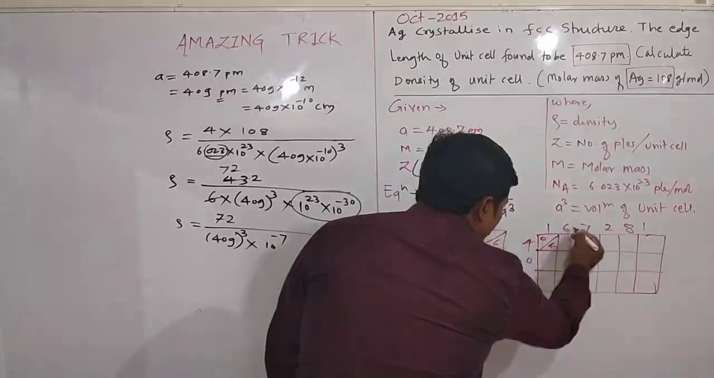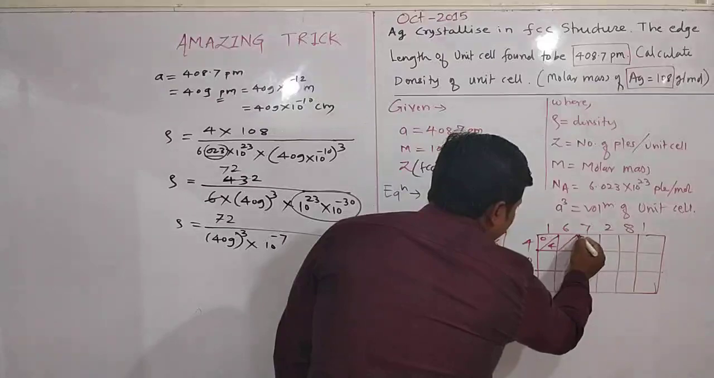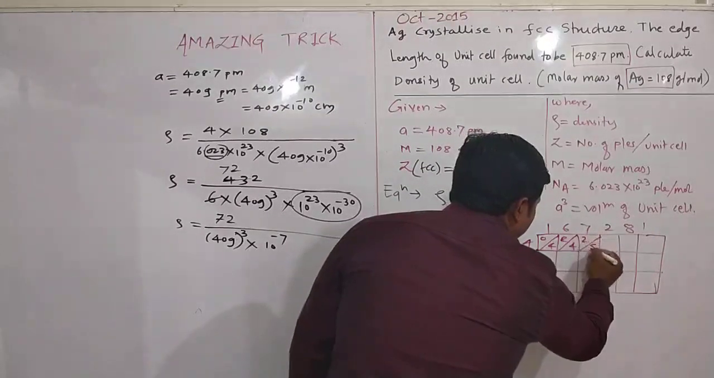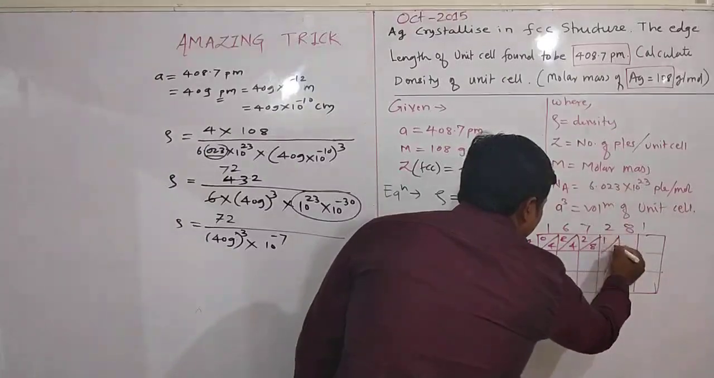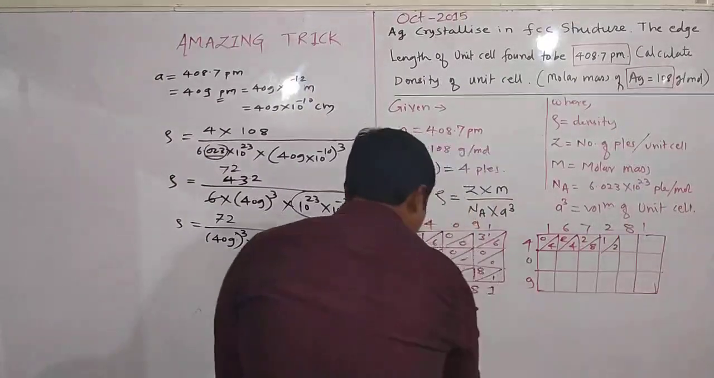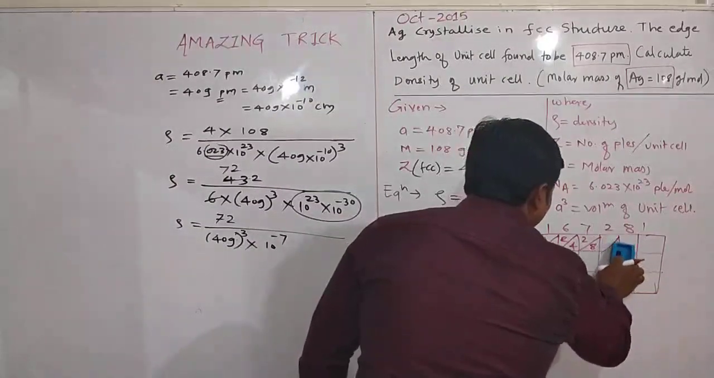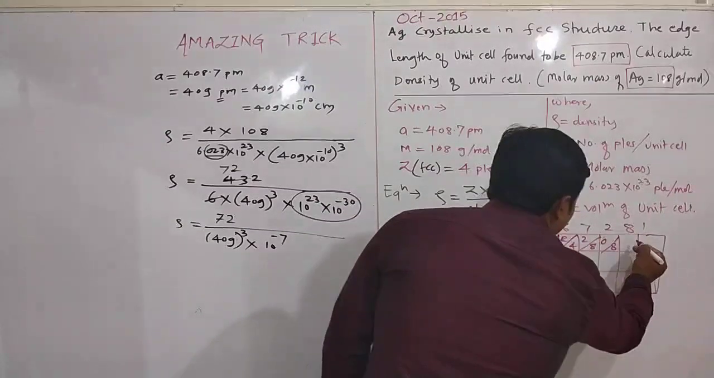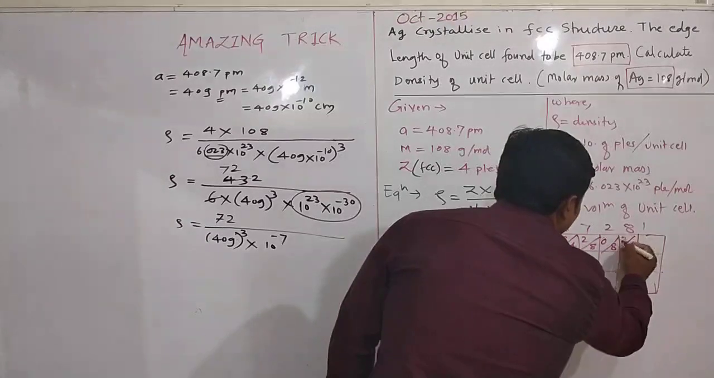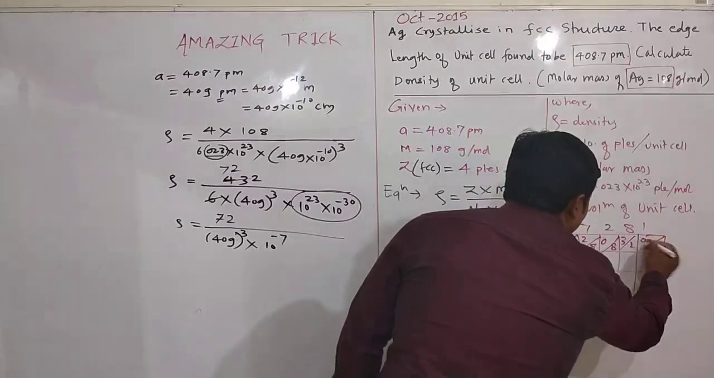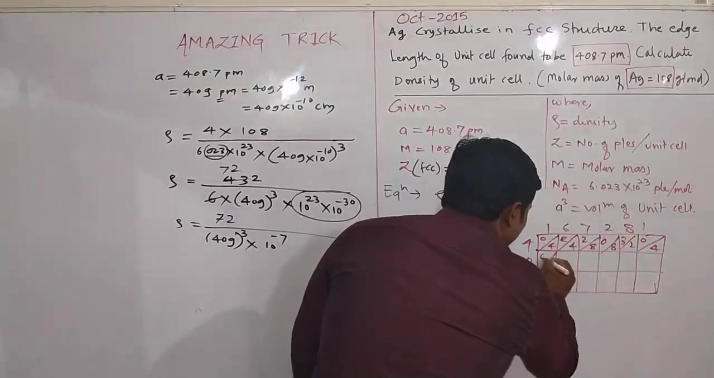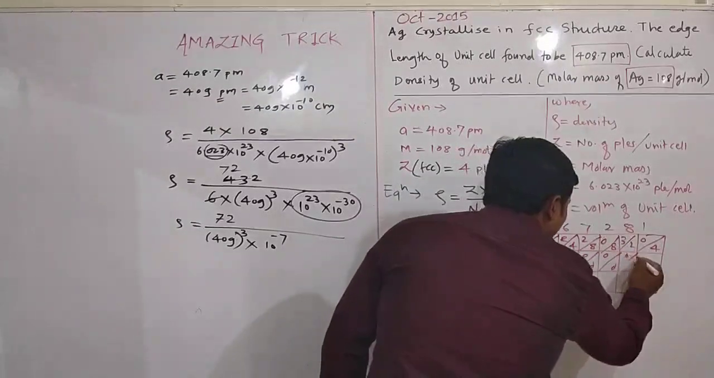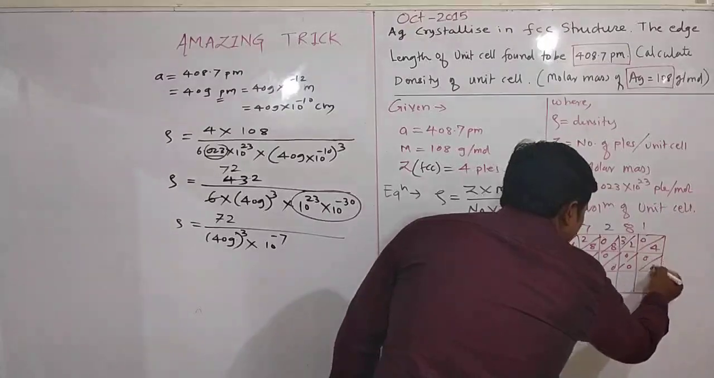4 ones are 4, 4 sixes are 24, 4 sevens are 28, 4 twos are 8, 4 twos are 8, 8 fours are 32, 4 ones are 4. Okay, you have to write 0, no doubt, because 0 multiplied by anything is 0.